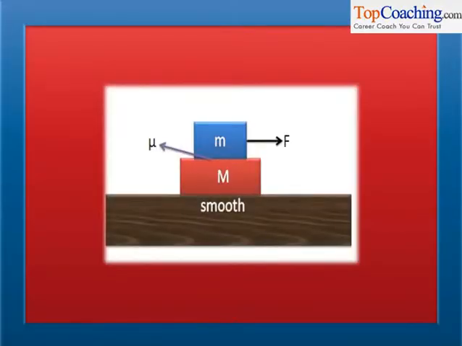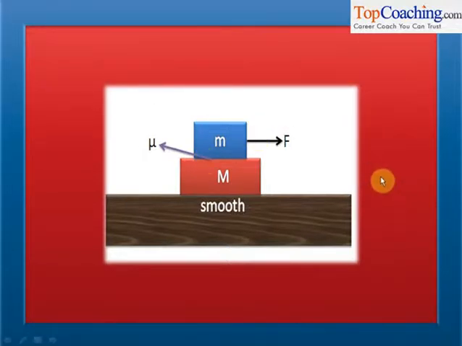As you can see, there is a smooth surface on which a mass of capital M is placed and then a mass of small m is placed over the mass of capital M. A force F is applied on the block of mass small m. The coefficient of both static and kinetic friction between small m and capital M is mu. We are asked the maximum value of force capital F for which the mass small m and the mass capital M will move together, that is, for which there will be no relative motion between mass small m and mass capital M. This definitely sounds to be a difficult question.